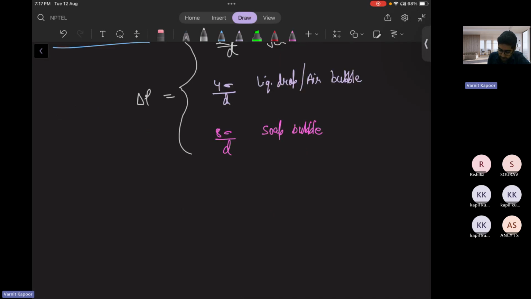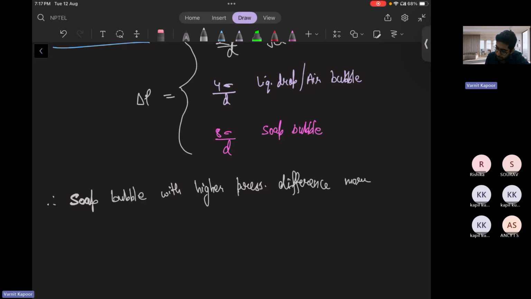So a soap bubble has a higher pressure difference, more force is required to make the bubble, whereas a jet will form easily.